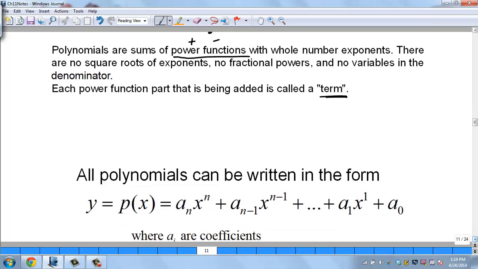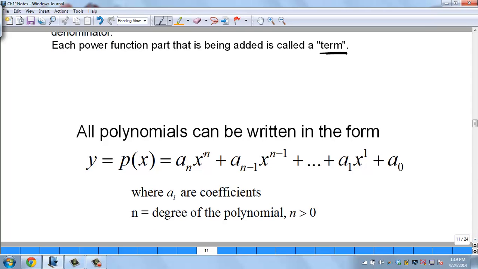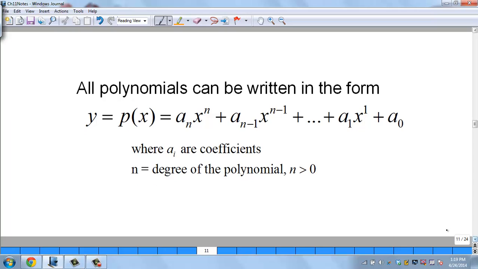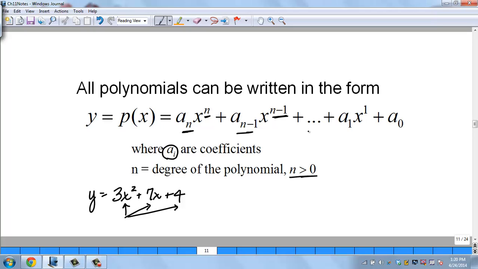So here I have, all polynomials can be written this way: a sub n x to the n plus a sub n minus 1 x to the n minus 1. And this looks really nasty, but all this really is something like this. Your degree of your polynomial has to be greater than 0, and these are coefficients. So when I had something like 3x cubed plus 7x plus 4, that's a polynomial, because this is a term, this is a term, this is a term. And if you'll notice, the powers are descending. This is just the math way to write it. So if you see my power went from 2 to 1, it's written that way, and these are my coefficients in front of each one of them. So that is what a polynomial is.